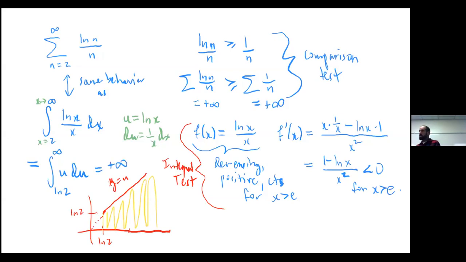Plus infinity, yeah? Because this integral integrates to infinity, the series also sums to infinity. So the conclusion is that this series diverges. Okay, so we had a couple of approaches for that one.